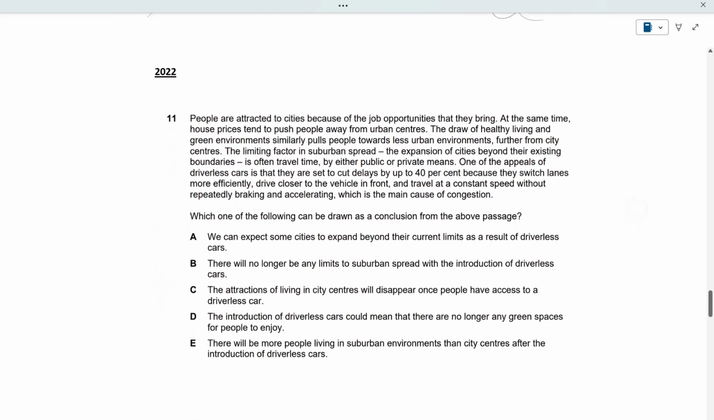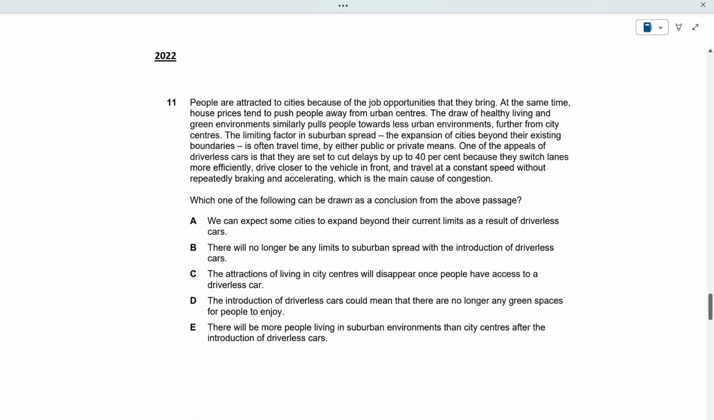I'll do one more. People are attracted to cities because of the job opportunities that they bring. At the same time, house prices tend to push people away from urban centres. The draw of healthy living and green environments similarly pulls people towards less urban environments, further from city centres. The limiting factor is in suburban spread. The expansion of cities beyond their existing boundaries is often limited by travel time by either public or private means.